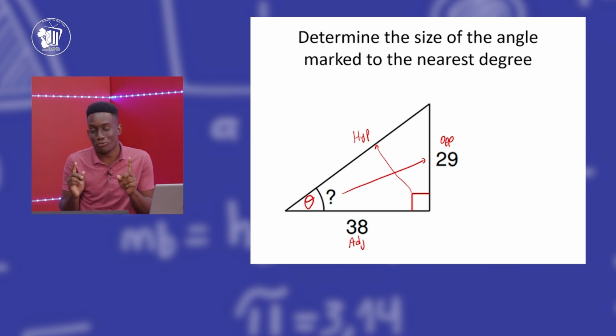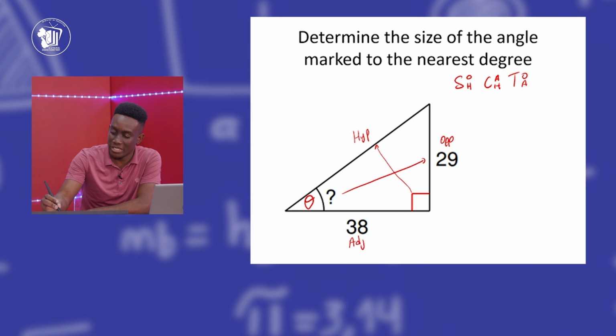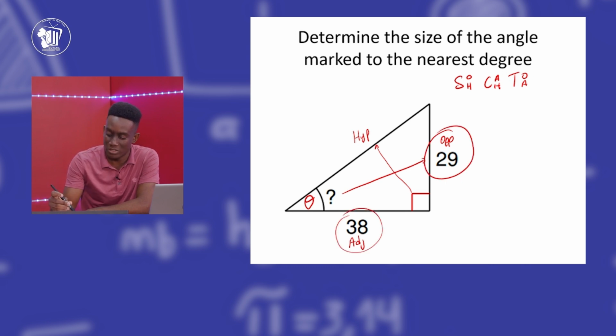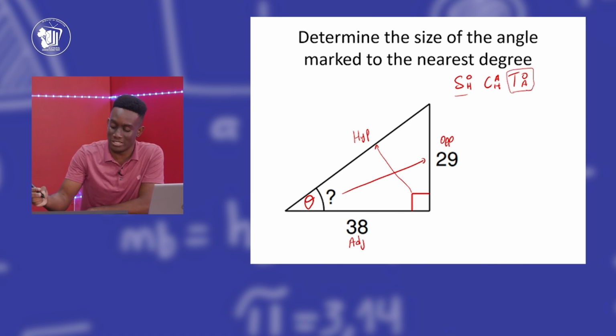So let's put down the ratios. So it's some old horses can always hear their owners approach. So we see we are given the opposite and the adjacent. So let's see which ratio has the opposite and the adjacent. So we see sine and tan have the opposite, and we see tan has both the opposite and the adjacent.